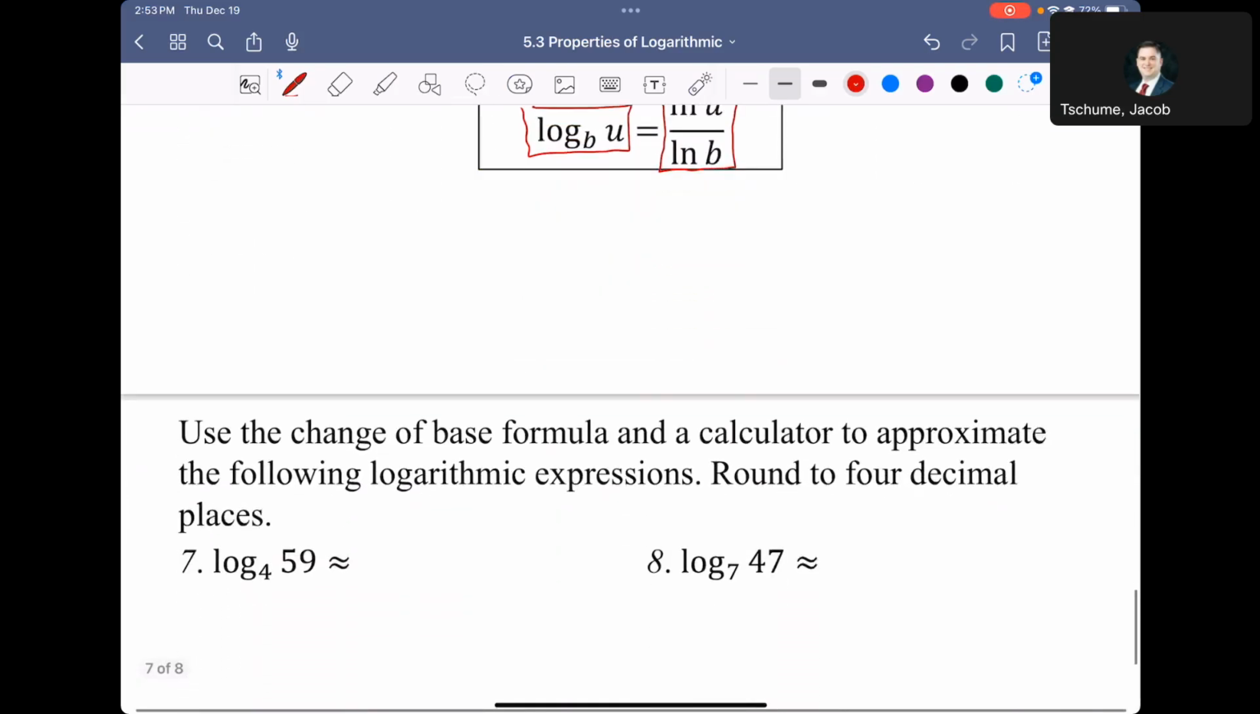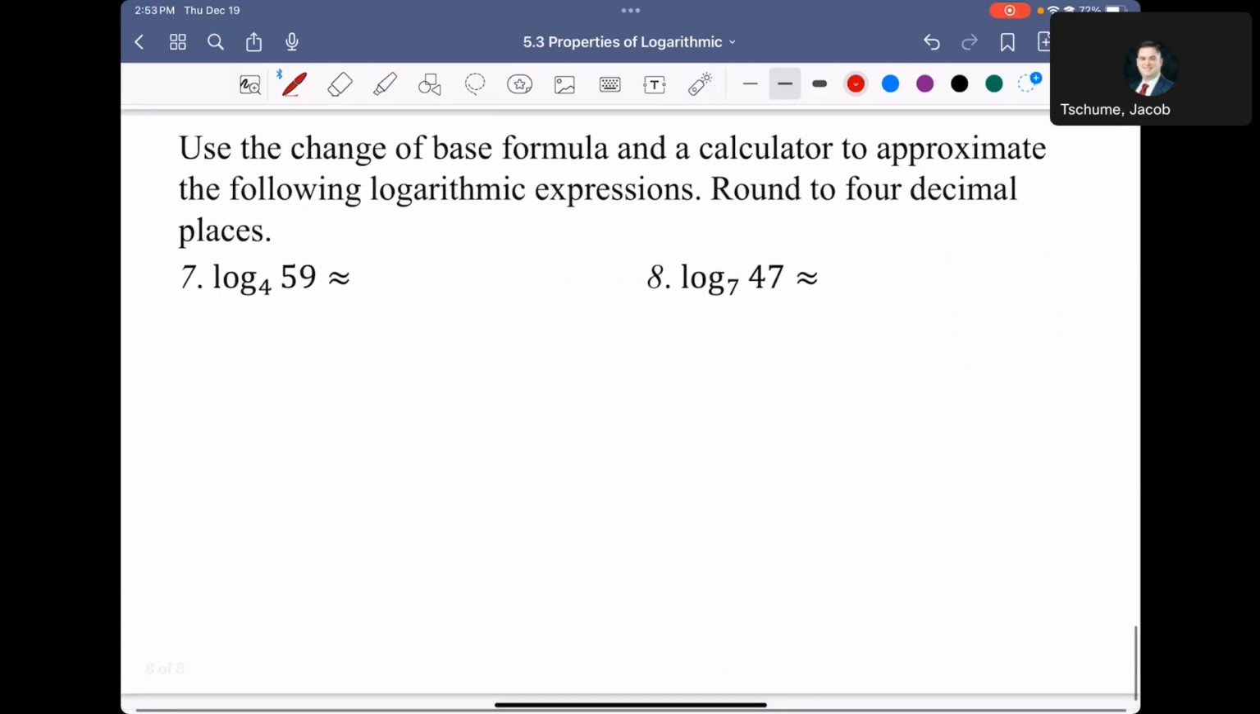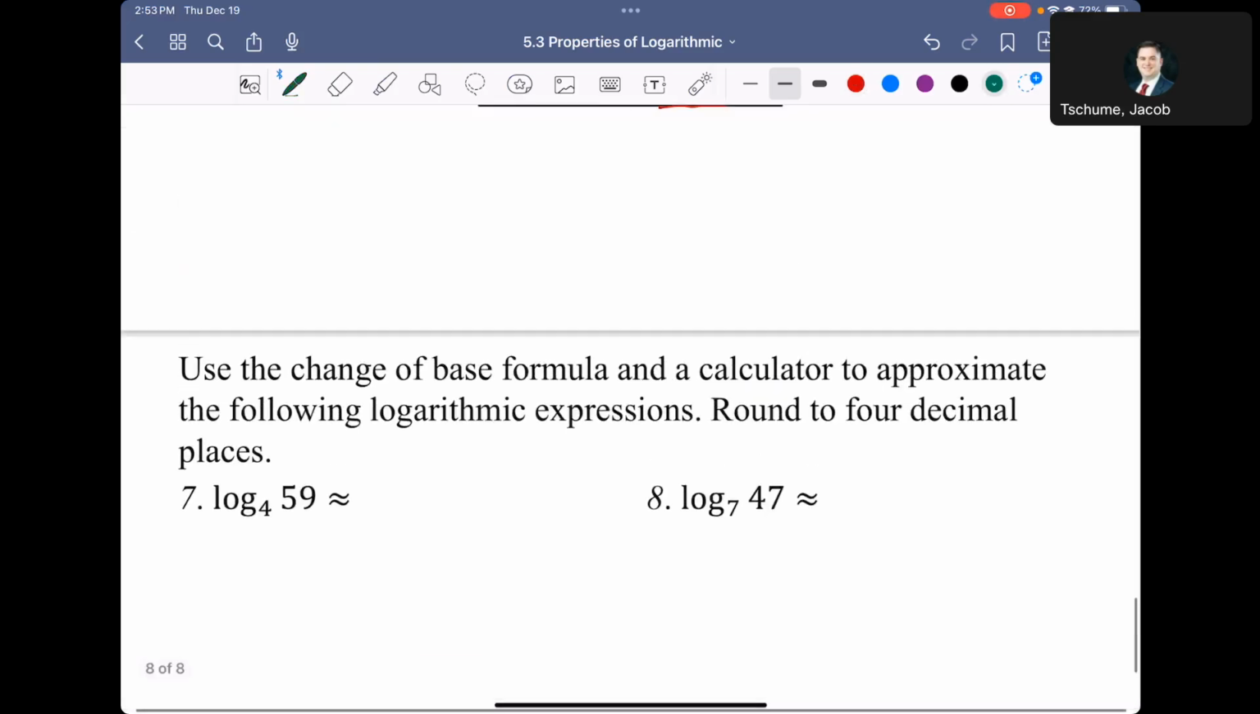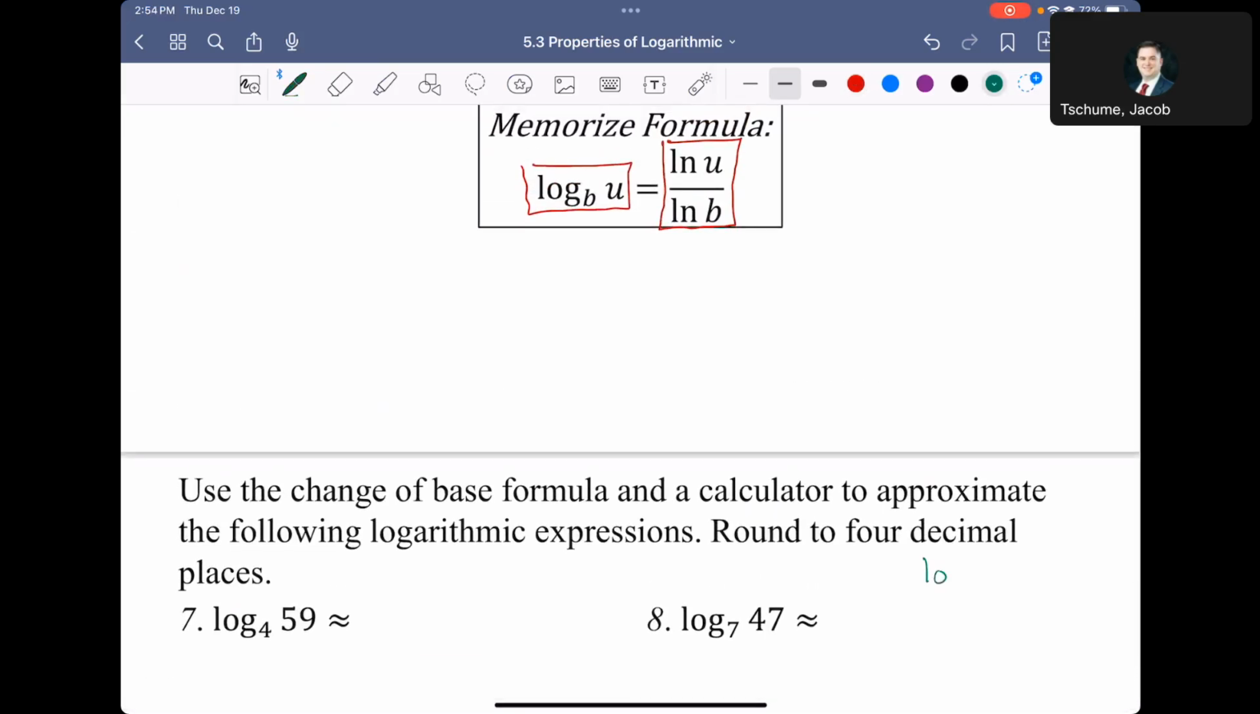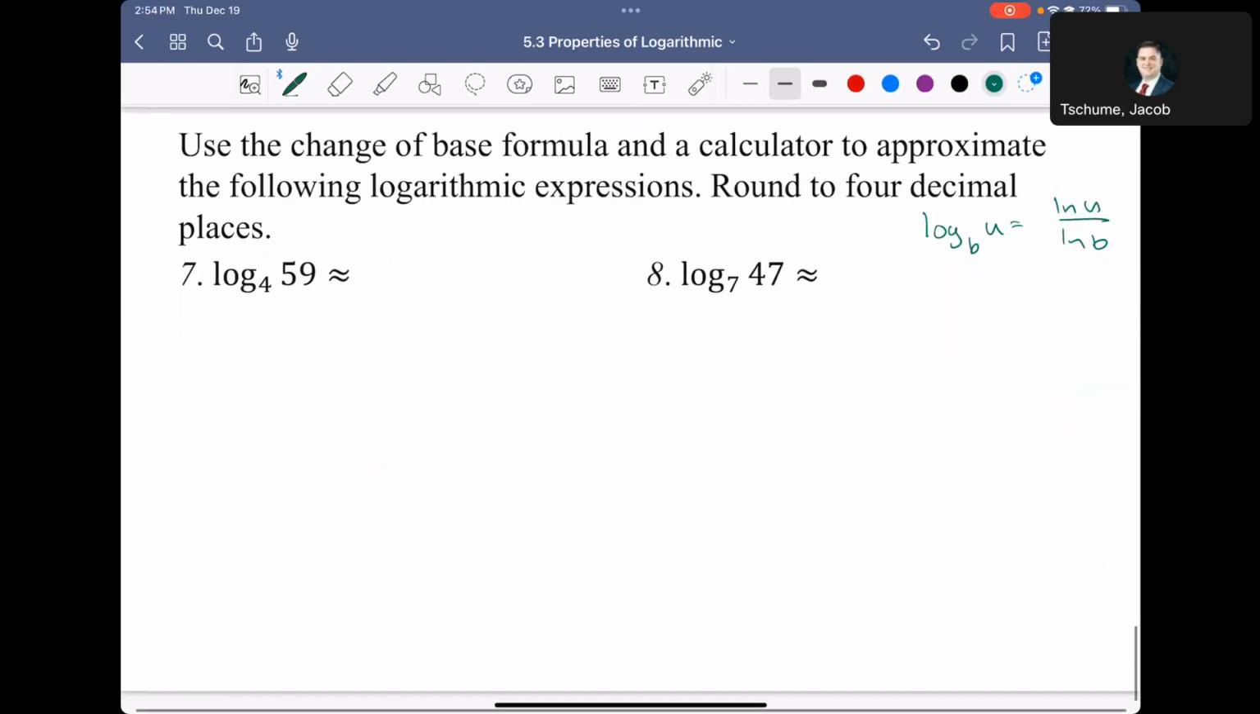So let's move down to these two problems here and let's wrap up this video. These instructions say use the change of base formula and a calculator to approximate the following logarithmic expressions and round your answers to 4 decimal places. So on number 7, you have log base 4 of 59. That's not a logarithm that comes out to be very nice. So as you'll notice from our previous problem, we can rewrite log base b of u equal to the natural log of u over the natural log of b.